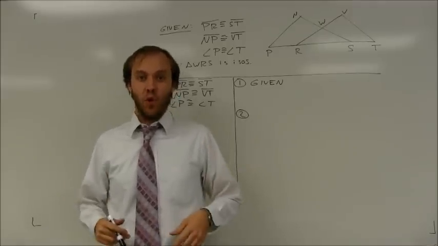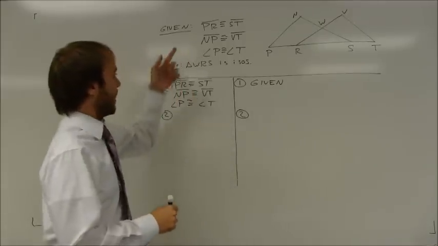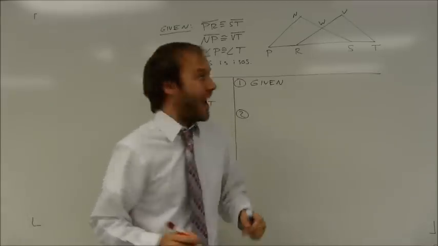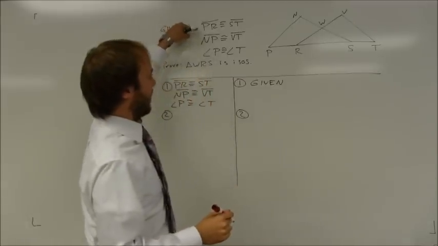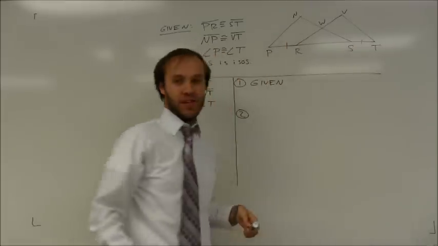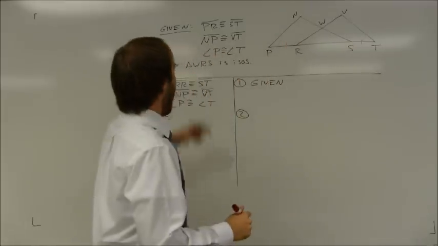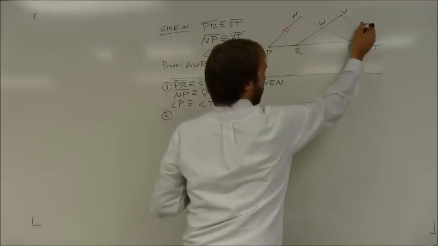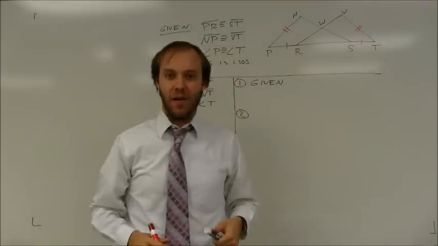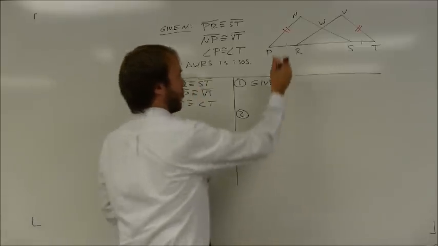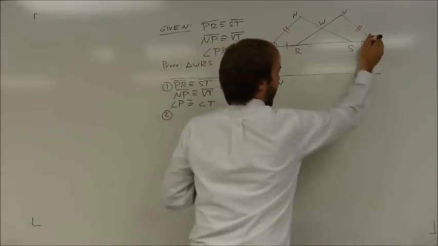I'm going to take a look at this proof. The given information, I'm going to try to mark as much as I can in the diagram. And you can see here that PR is congruent to ST. So I've got those two segments congruent to each other. I'll mark those. I also know that NP is congruent to VT. So I'll add that to the diagram as well. And in addition, I know that angle P is congruent to angle T.